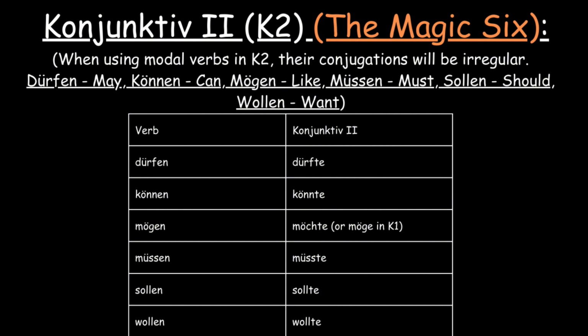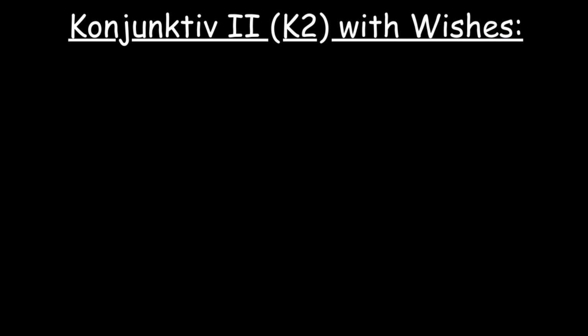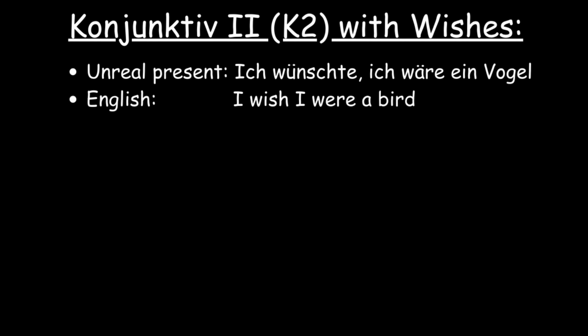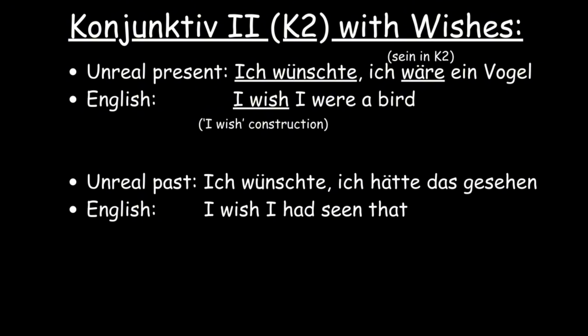Still, you should know that the mood generally talks about wishes, and when doing so, there is an easy pattern to remember. In the unreal present, we can say, Ich wünschte, ich wäre ein Vogel, using an I wish construction with sein in Konjunktiv 2. At the same time, we can say a sentence in the unreal past, like Ich wünschte, ich hätte das gesehen, also using I wish, along with the verb haben. This is how the second subjunctive is formed in German.